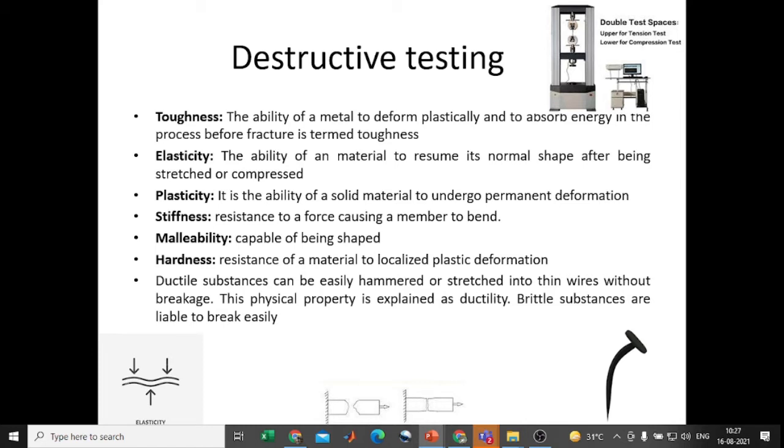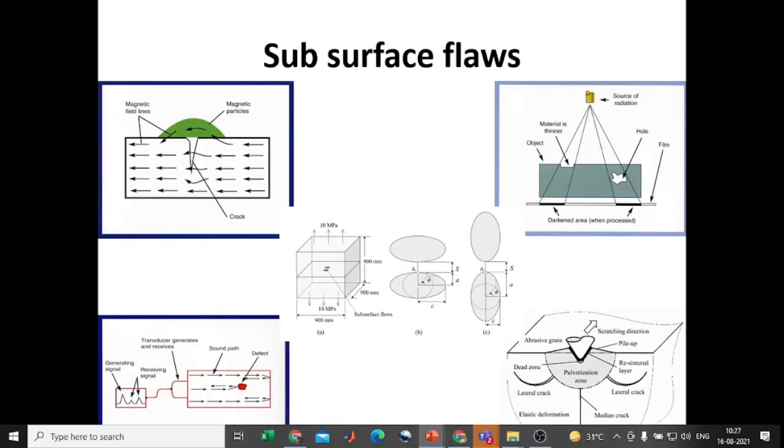These properties you can examine in your strength of materials laboratory. In the strength of materials laboratory, there are a lot of destructive testing procedures available. Based on these, you can conduct a lot of experiments for examining the material properties, which are toughness, elasticity, plasticity, stiffness, malleability, and hardness.